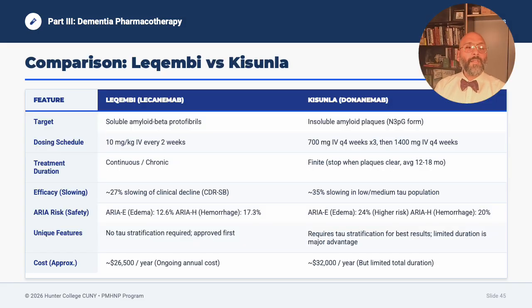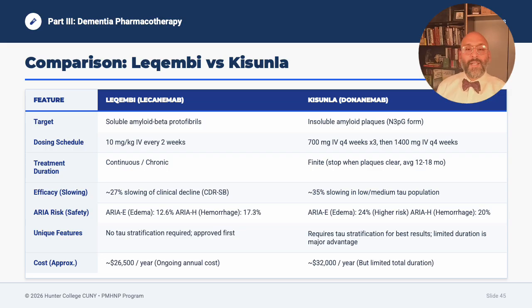So if we compare these two side by side, you'll see here Leqembi compared to Kisunla. They're not interchangeable. They represent two distinct strategies, right? Leqembi targets the soluble amyloid beta protofibrils, and it's given every 2 weeks, and it's designed as a continuous chronic therapy. By contrast, Kisunla is targeting the insoluble amyloid plaques, and its dosing is front-loaded and finite, monthly infusions with treatment stopping once the plaques are cleared.